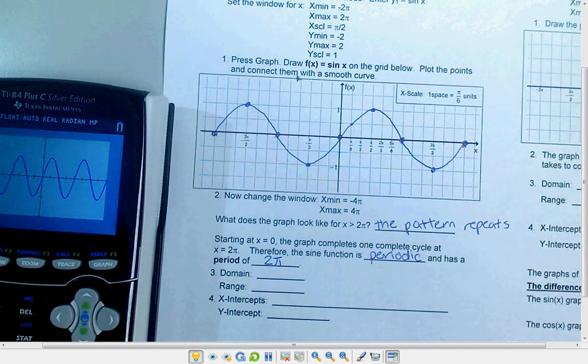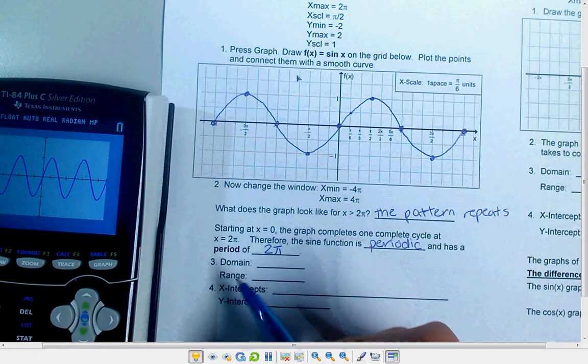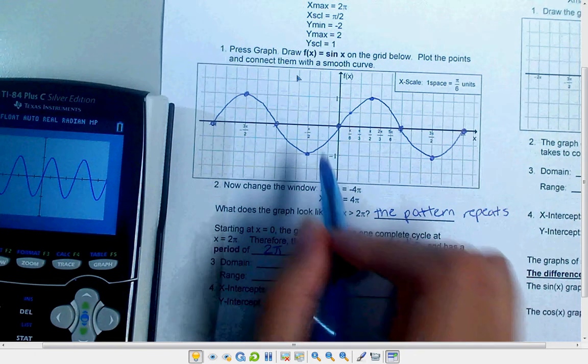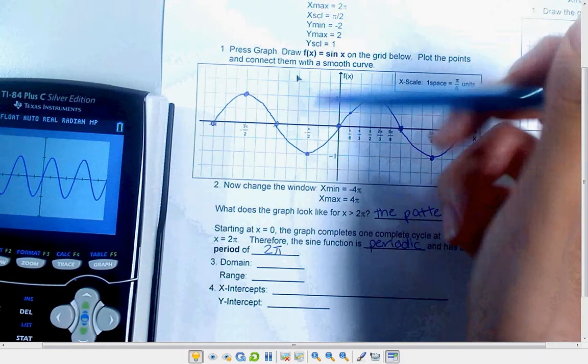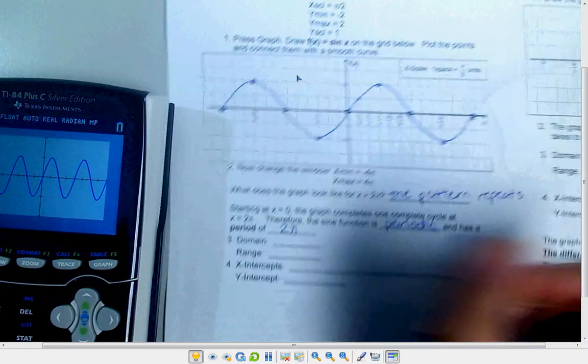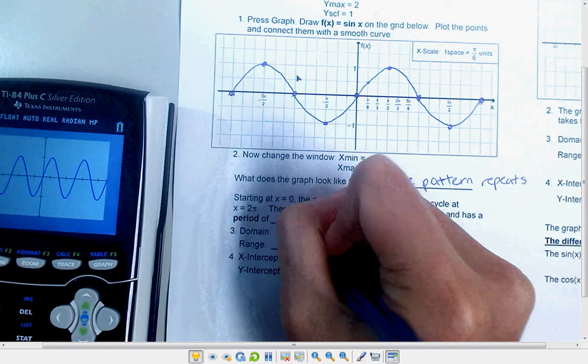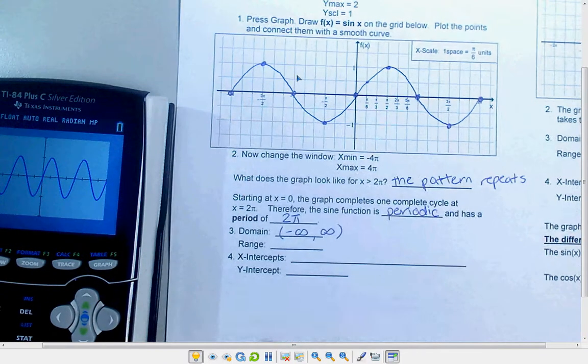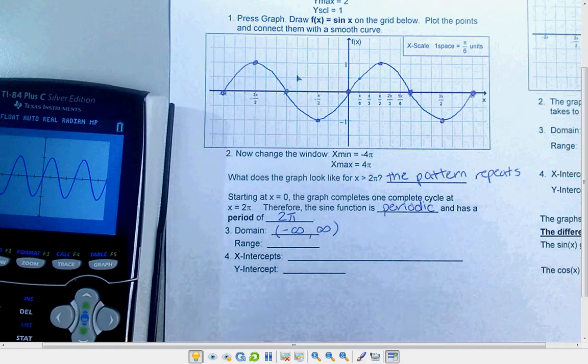So now back to some algebra vocabulary. The domain here, which are all your possible x values, because it keeps on going forever, beyond this graph it keeps on going, your domain is from negative infinity to infinity because it covers all possible x values.